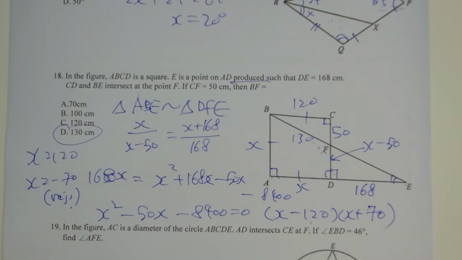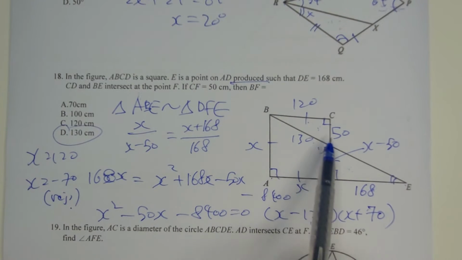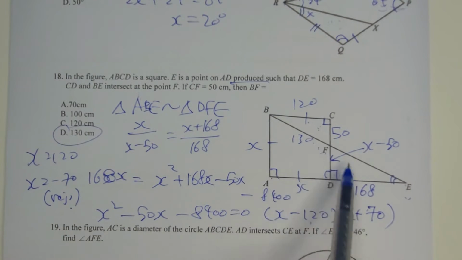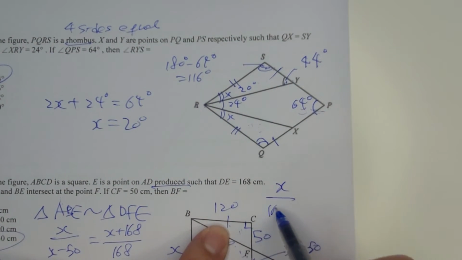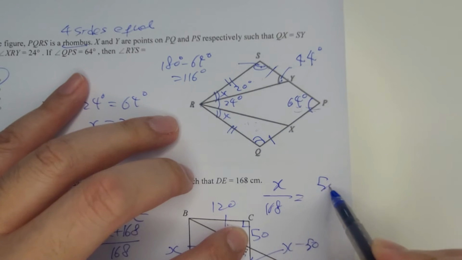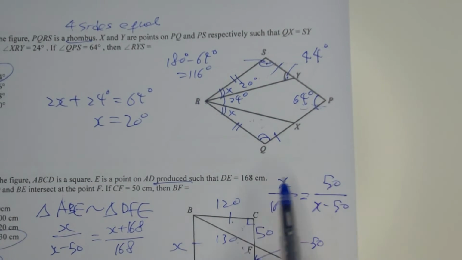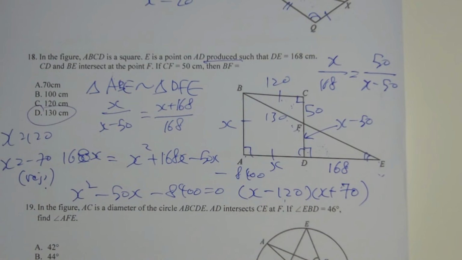Of course, you can also use the other two triangles that are similar. If you do not use BAE and DFE, you can use these two triangles. Then the equation may be much easier. So, for example, x, that's BC, over 168 will equal 50 over x minus 50. Maybe a bit easier to solve, but you can also get this answer, 120 and negative 70. Okay, so that's the end of question number 18.